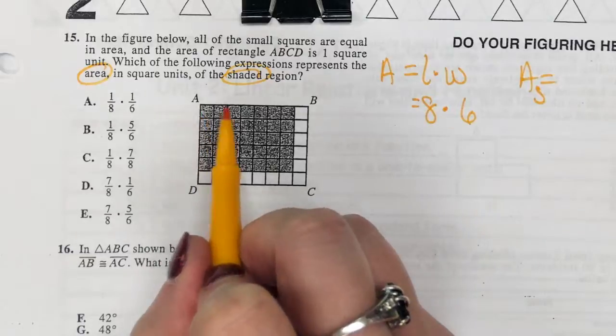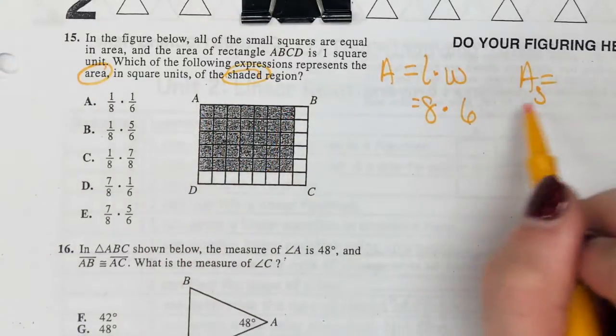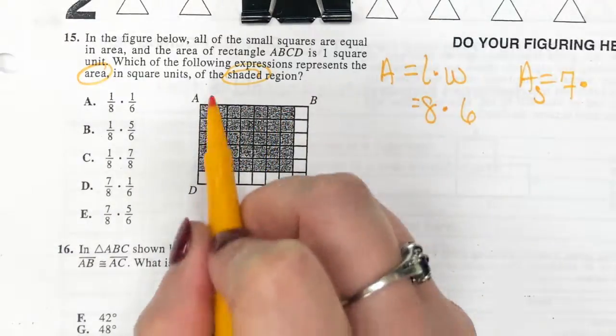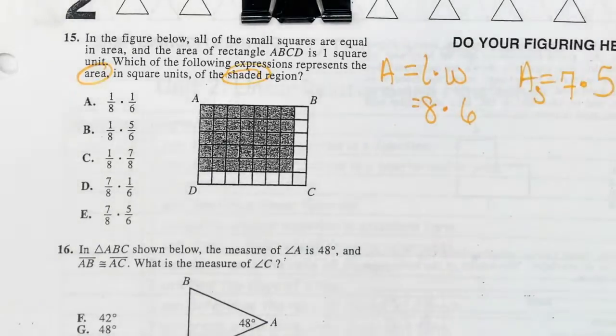What's the length of the shaded part? 7. And the width is how much? 5. Very good. So what they did was they compared your lengths and they compared the widths. There was one like this on the September one. So what are your two lengths?